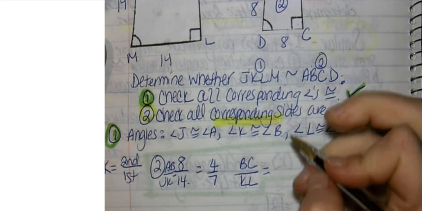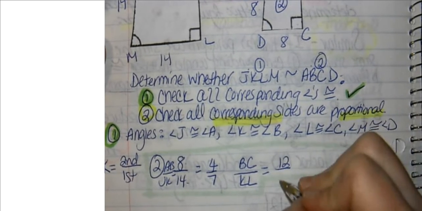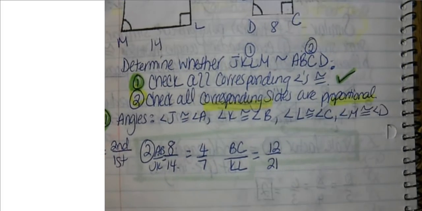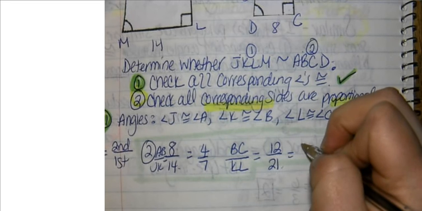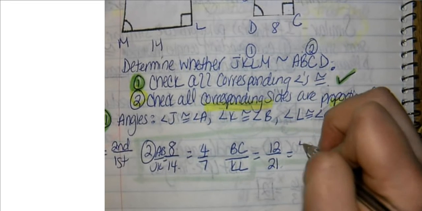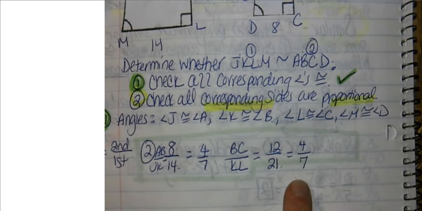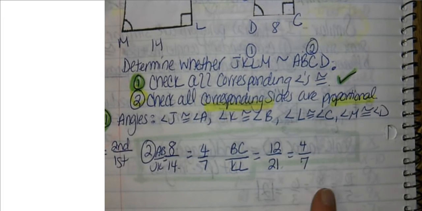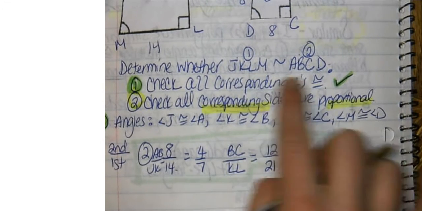BC is 12 and KL is 21. 12 and 21 are both divisible by 3, and 12 divided by 3 is 4, and 21 divided by 3 is 7, so it reduces to 4/7. I need to keep going though, and I need to look at LM and how it compares to CD.